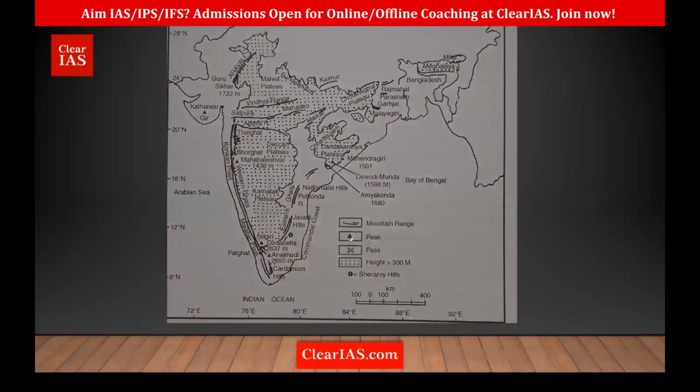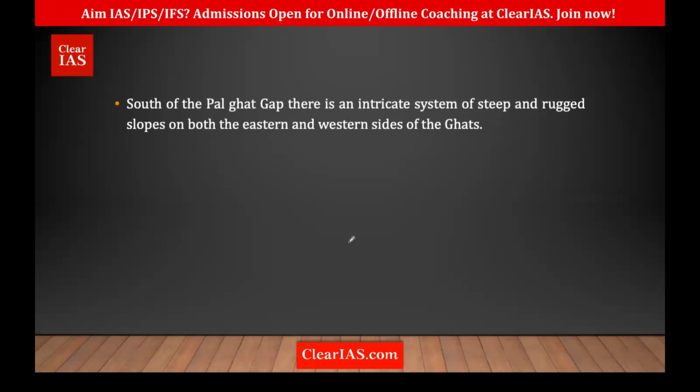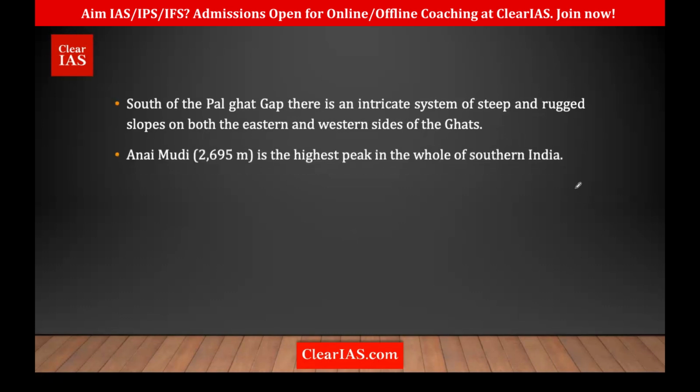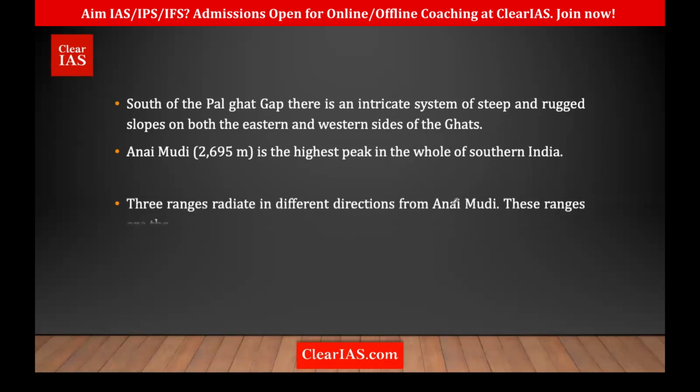If you're talking about Southern Hills, south of the Palghat Gap, there is an intricate system of steep and rugged slopes on both sides of Eastern and Western Ghats. Anamudi is the highest peak. On Anamalai, there is Anamudi, which is the highest peak of whole of South India. Just like we say K2 is the highest peak in whole of India, if you're considering just South India, Anamudi is the highest peak.